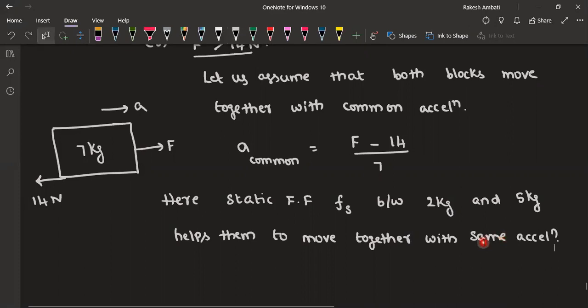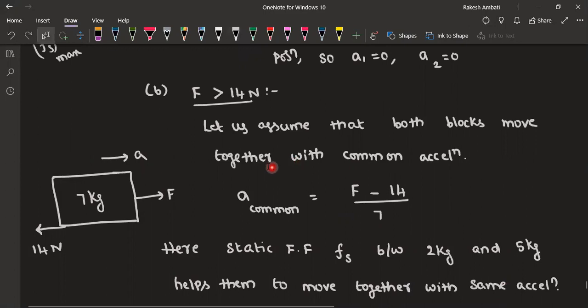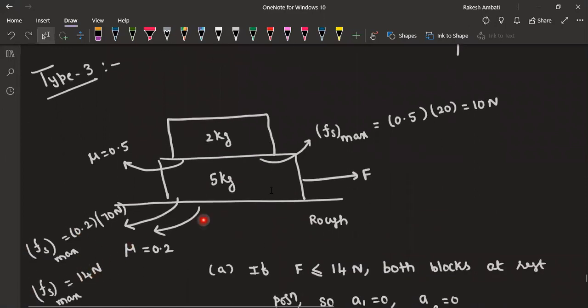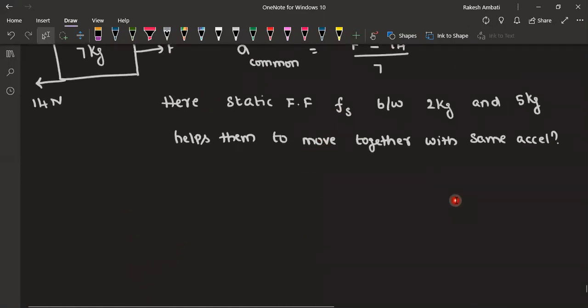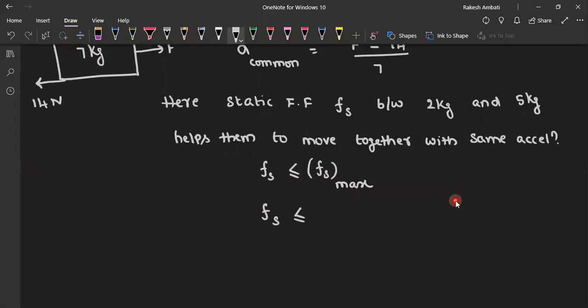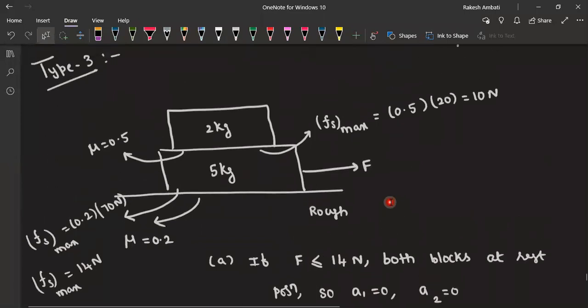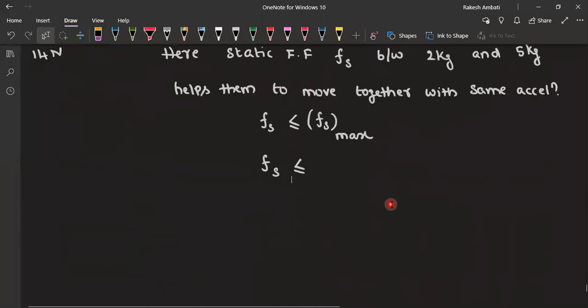So what is the assumption we are making? Both blocks are moving together, but to move together, which friction helps? This friction helps them to move together. Therefore, this Fs value is less than or equal to Fs maximum. What is the Fs maximum value, 10 Newton or 14 Newton? That is mu m g: 10 Newton. So Fs is less than or equal to 10 Newton.